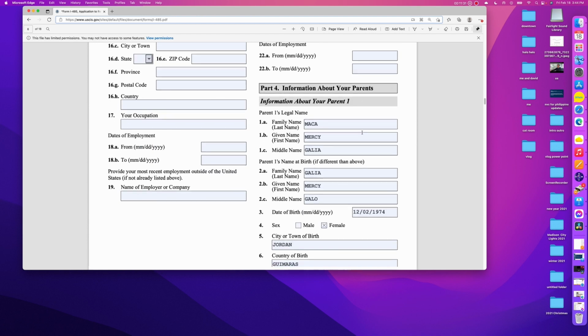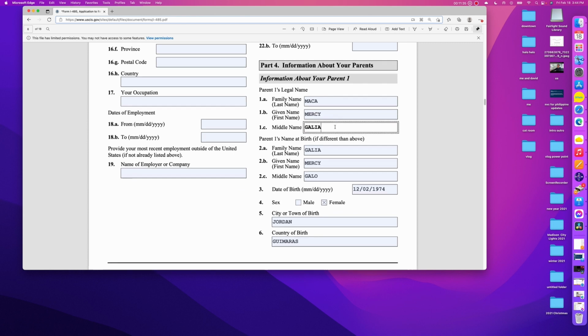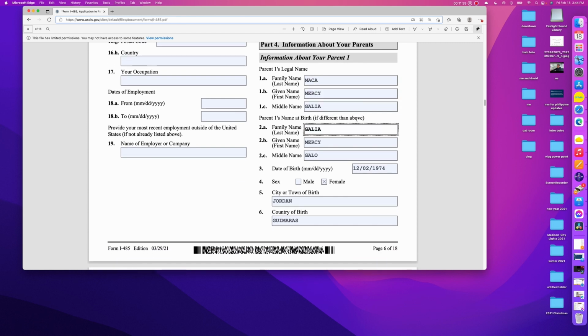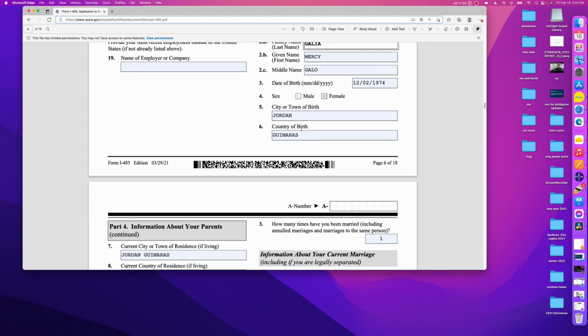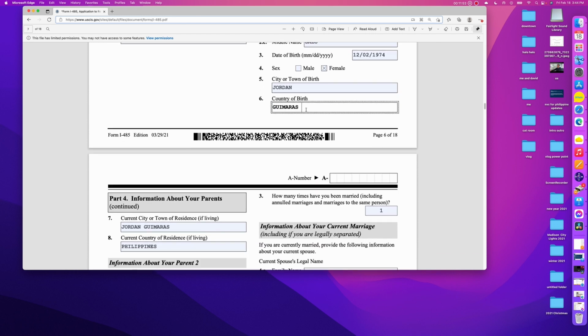Information about your parents. So this is my mother. So this is the name of my mom when she is married, and the name, if different than above, is the name when she was still single, or the maiden name of my mother. So easy. Birthday, female, Guimaras, and country of birth, it should be Philippines. Okay, that's still okay. All right, so Philippines. Got there. All right, next.